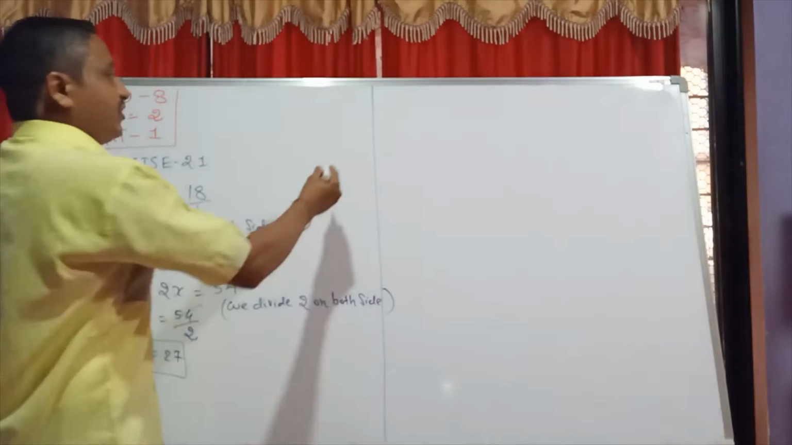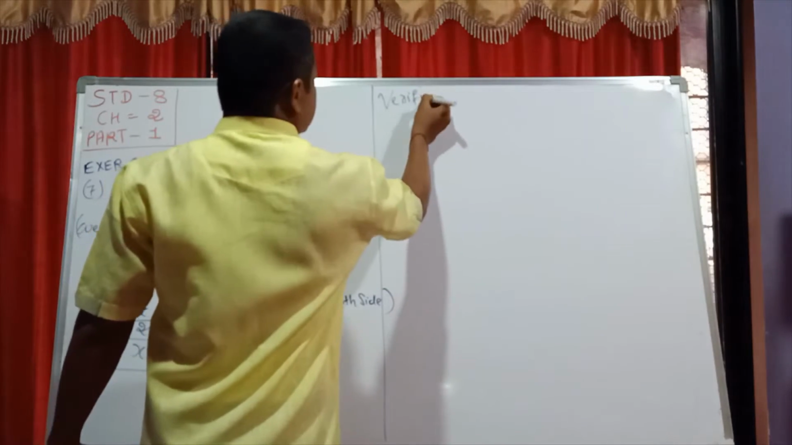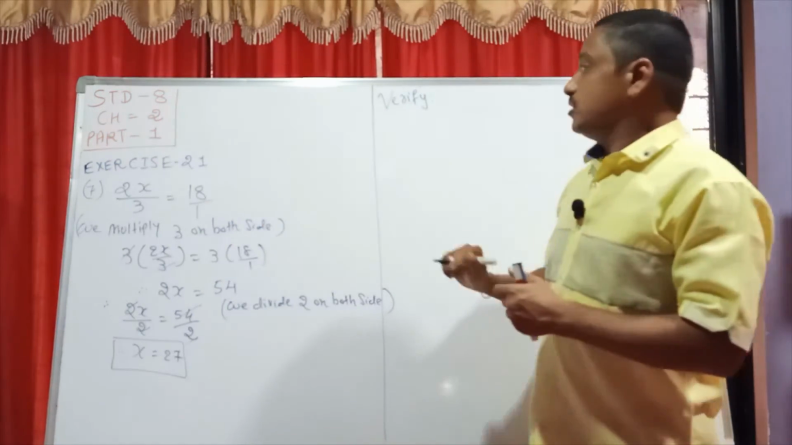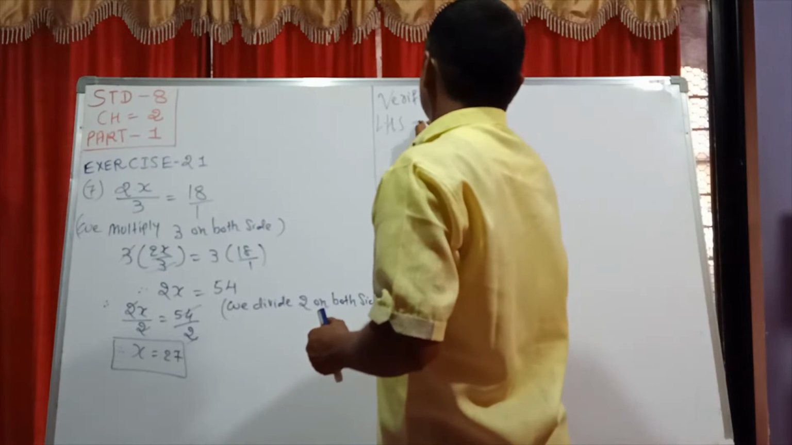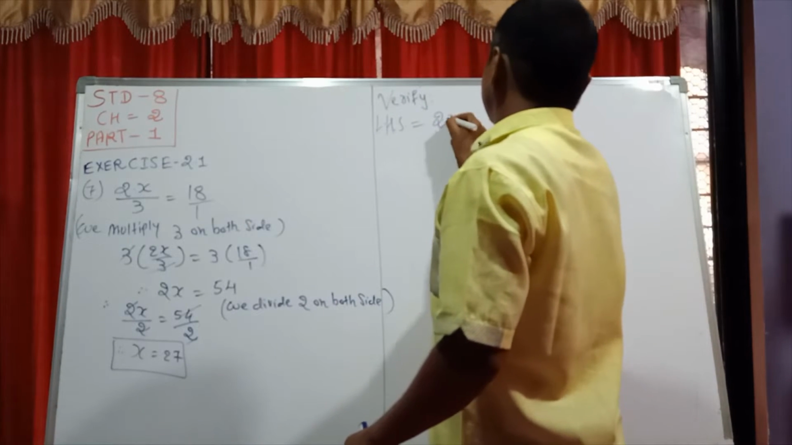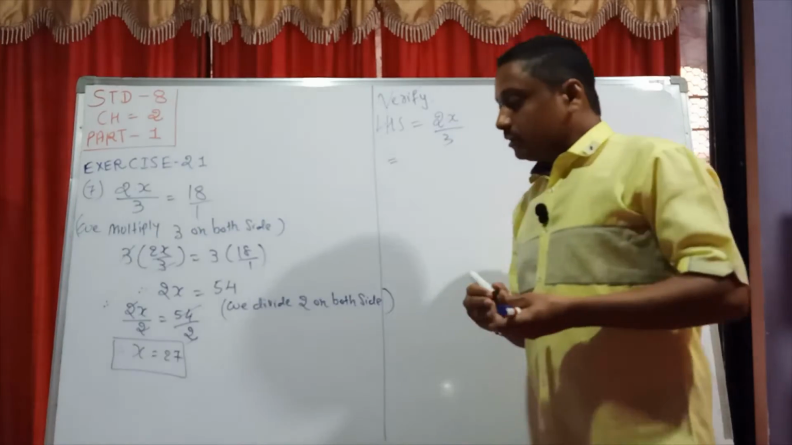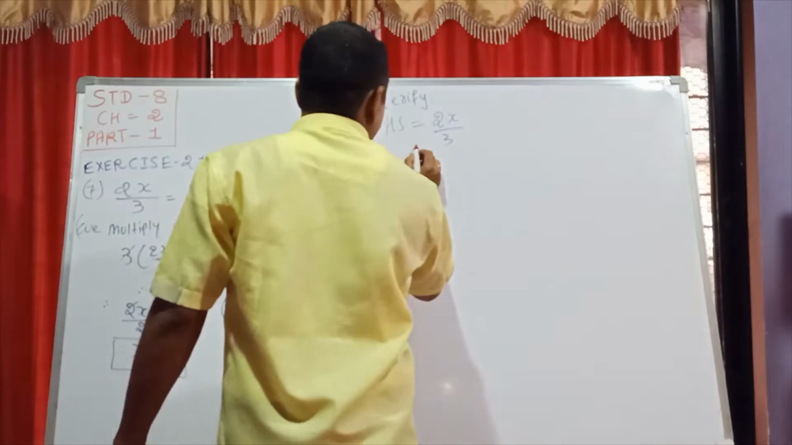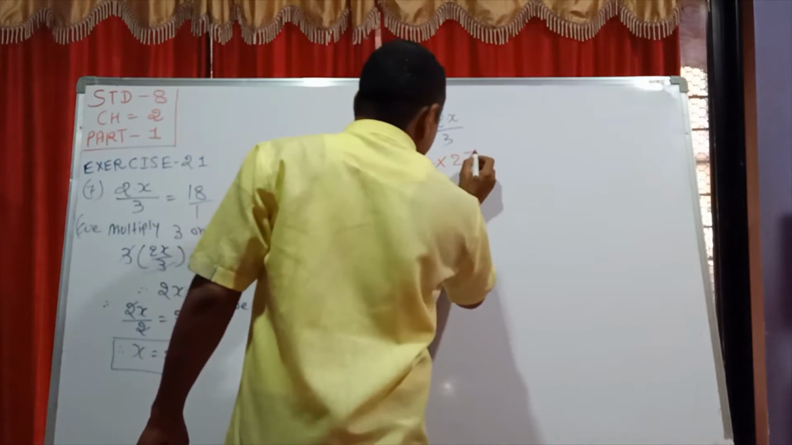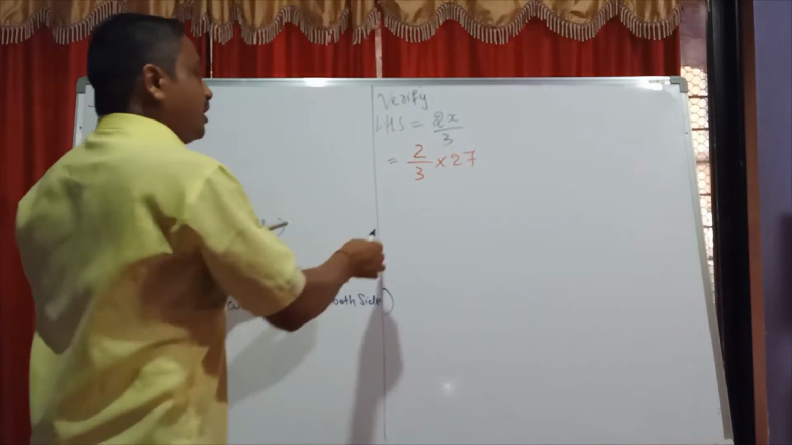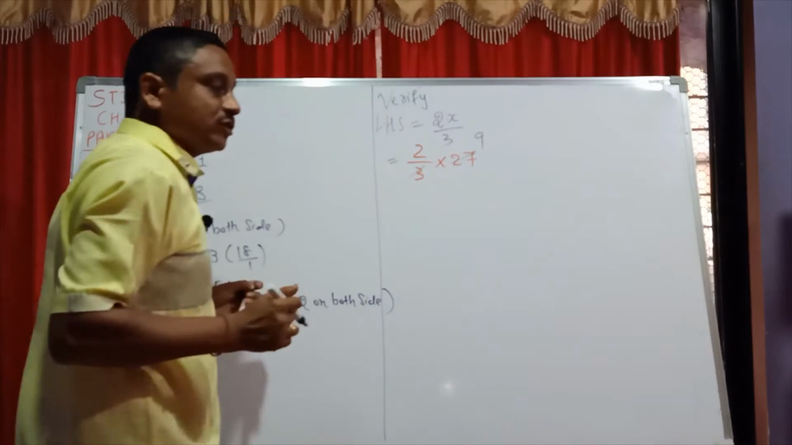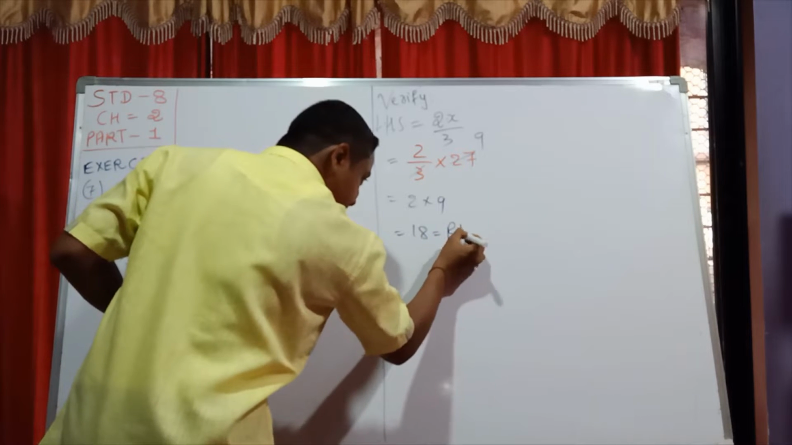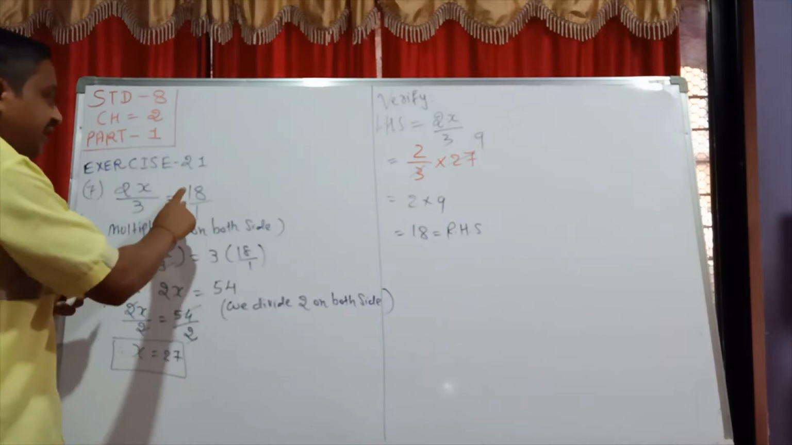Now I go to verification. Students, again I repeat, verification is compulsory to show in the exam. Your verification, LHS part. What is LHS? 2x by 3. And putting this x value, which you already know, how much is it? 27. So 2 by 3 into 27. So this cancels, 3 into 9. So 2 into 9, finally you get 18, and that's my RHS. Check. Your RHS is definitely 18.